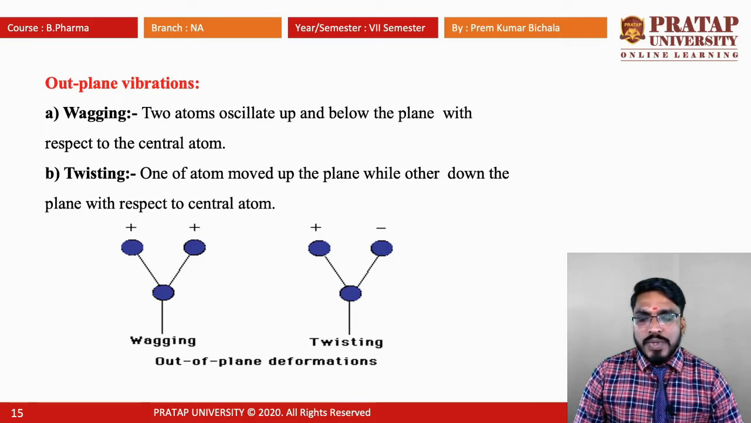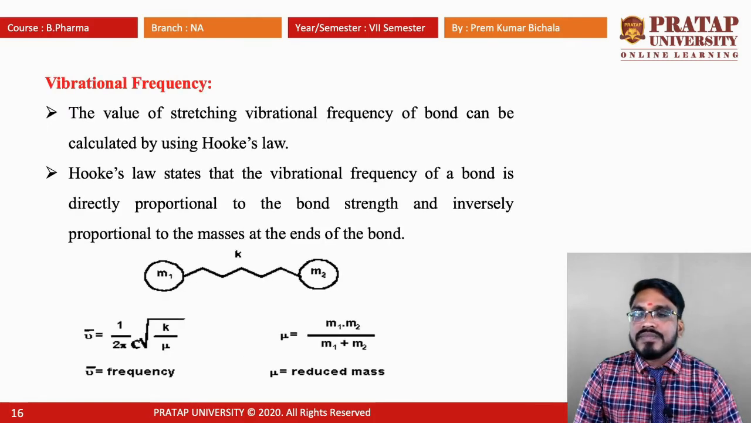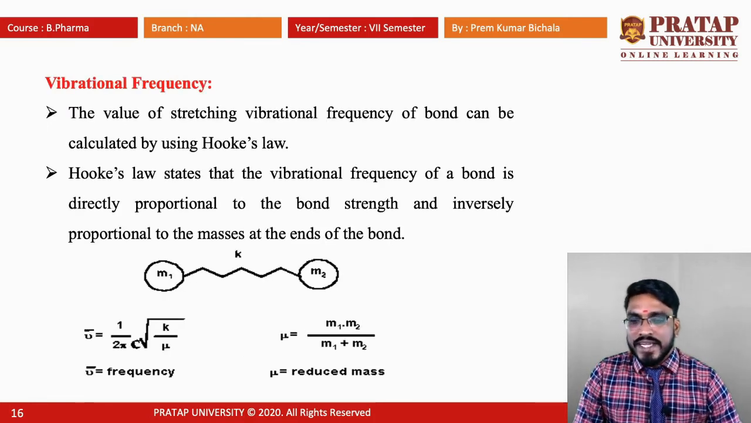So with respect to the plane, one atom moves up the plane while the other goes down with respect to the central atom. So in wagging, either they move upside or downside, whereas in twisting, one moves upside and one moves down with respect to the central atom. Then the next topic is vibration frequency.